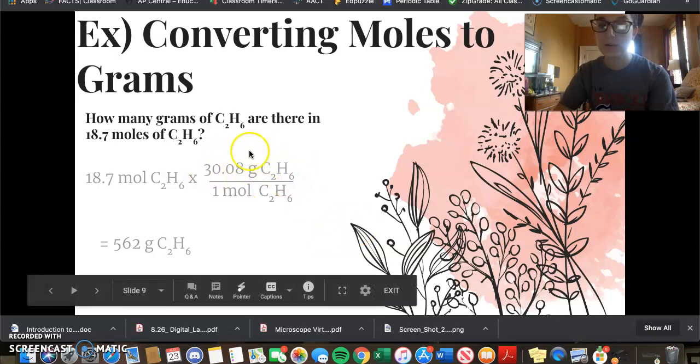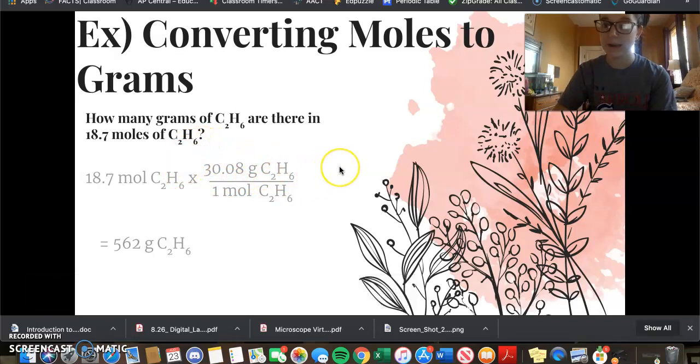Where did this 30.08 come from? It comes from the periodic table by adding the molar mass, which is the same thing as the atomic mass numerically, just different units, of 2 carbon and 6 hydrogen.